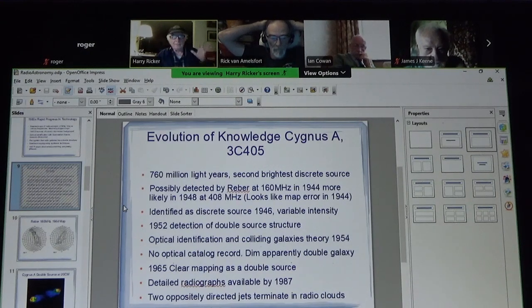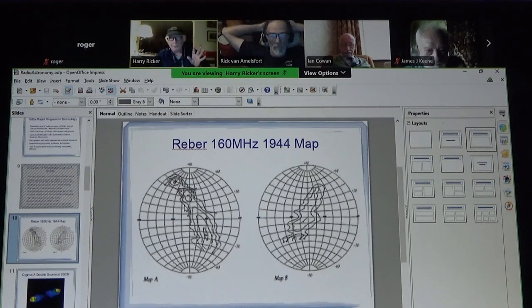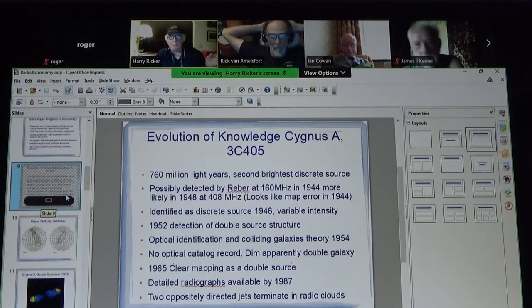If you look at the maps, I'm going to show you the map. Here's the map. Reber made this map in 1944, and you can sort of see it here where I'm moving around. This is his map of the Milky Way. It's kind of unclear to me how accurate his map is. I don't think his map is very accurate if you look at more accurate maps that are made later, but it looks like he was able to detect Cygnus A. It's a very powerful radio source.